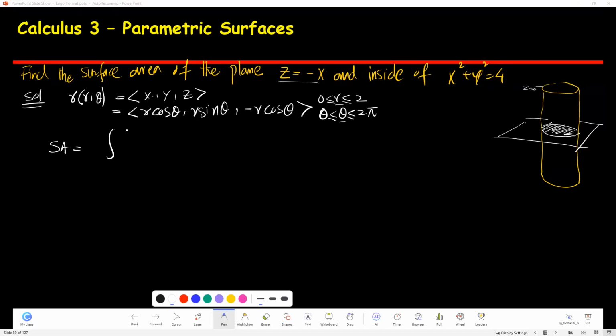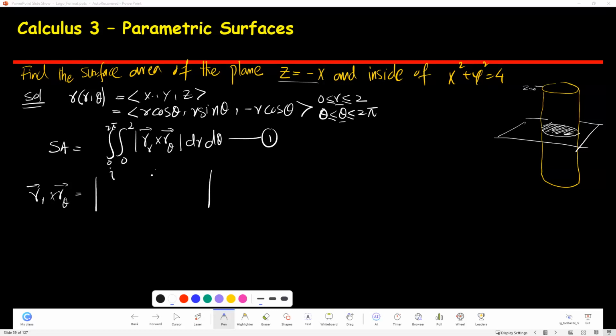What I'm going to do, I'm going to be writing my surface area equation. Surface area equals integral in a parametric form 0 to 2, 0 to 2 pi. So it's going to be dr for 0 to 2 and then d theta for 0 to 2 pi. And here I need a cross product of the two position vectors, which is my position vector r_r cross r_theta. Okay, so before moving forward, I need to call this equation 1 and find out r_r cross r_theta.